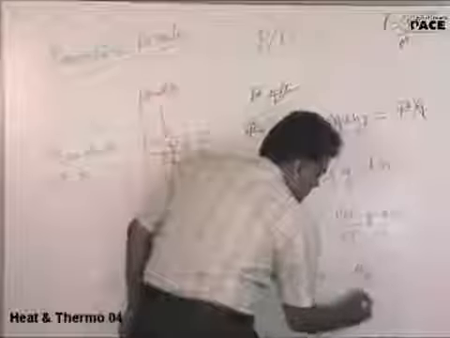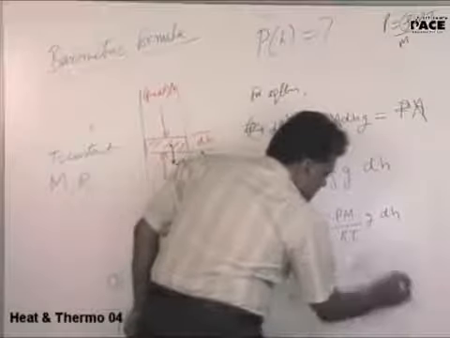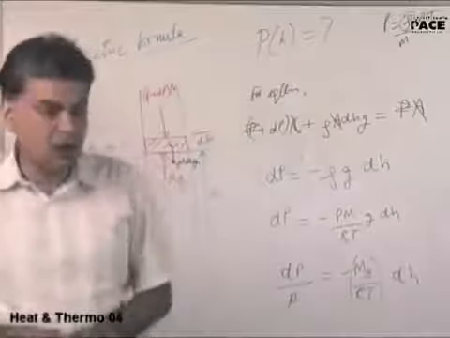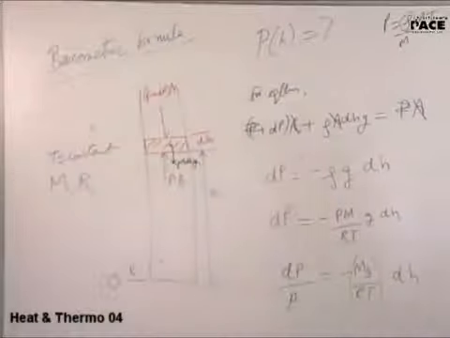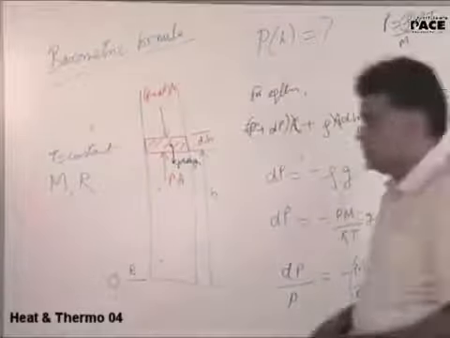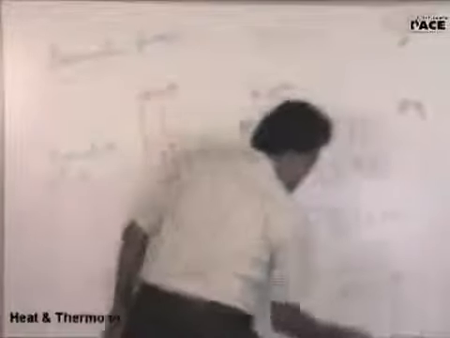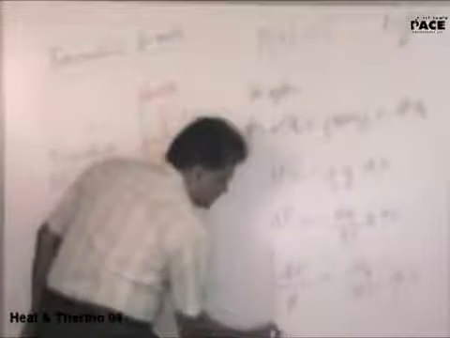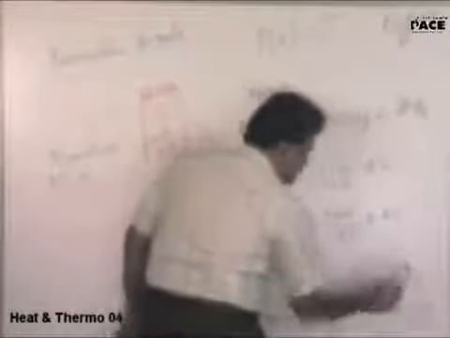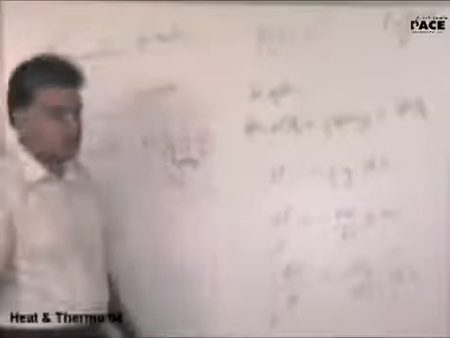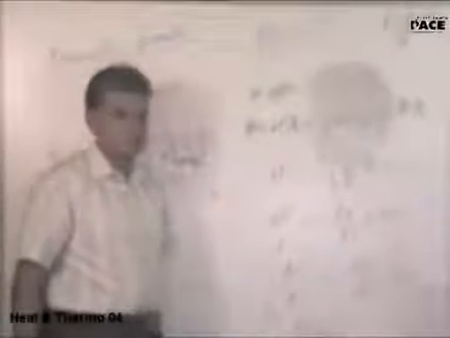Minus mg by RT times dH. Well, that's a differential equation you have got, integrated now between the limits. So we know that when we integrate it, at zero height the pressure is P naught, and at height h is the pressure I want, P. So get this result and solve it.